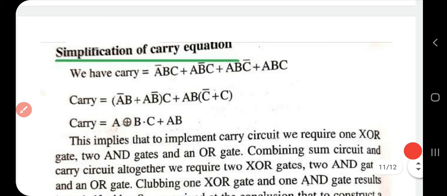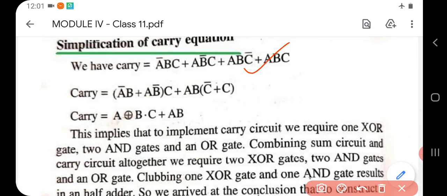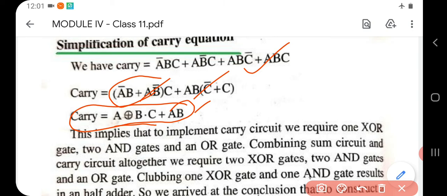Now carry. Here this is a lengthy expression. Now you are taking the common term outside, and this is A bar B plus A B bar, so exclusive OR, C, then B dot C. This is C bar plus C is 1, so this is A B. So this is the final expression for carry in the case of full adder. So in this case, in order to represent carry, which gates do you need? You need one XOR gate, one AND gate, and an OR gate.